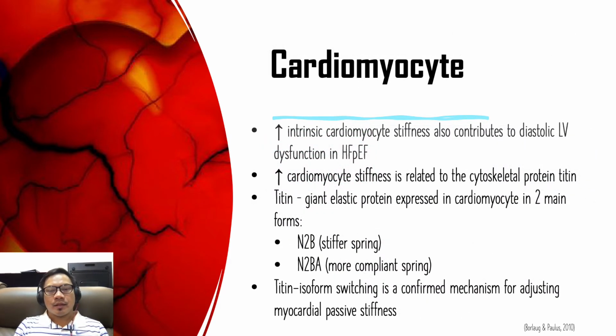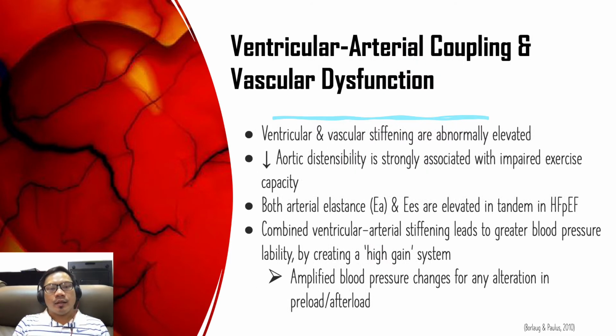In addition to collagen deposition, intrinsic cardiomyocyte stiffness also contributes to diastolic LV dysfunction in heart failure with preserved ejection fraction. Ventricular and vascular stiffening increase with aging, hypertension, and diabetes, and are abnormally elevated in patients with HFpEF.